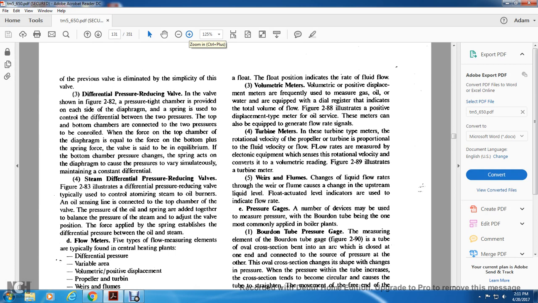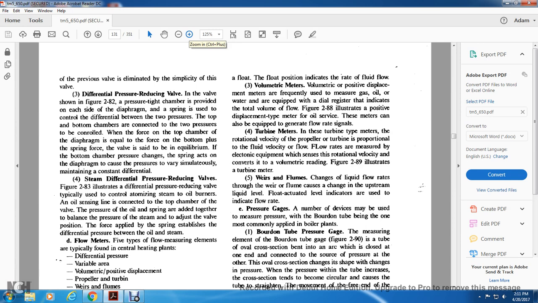Over the previous valve, the simplicity of the differential pressure reducing valve shown in figure 282 is an advantage. A pressure-tight chamber is provided on each side of the diaphragm, with a spring, to control the differential between the two pressures. The top and bottom chambers connect with the two pressures being controlled. When the force on the top of the diaphragm equals the force on the bottom plus the spring force, the valve is said to be in equilibrium. If the pressure in a chamber changes, the spring action on the diaphragm causes the pressures to vary simultaneously and maintains a constant differential.